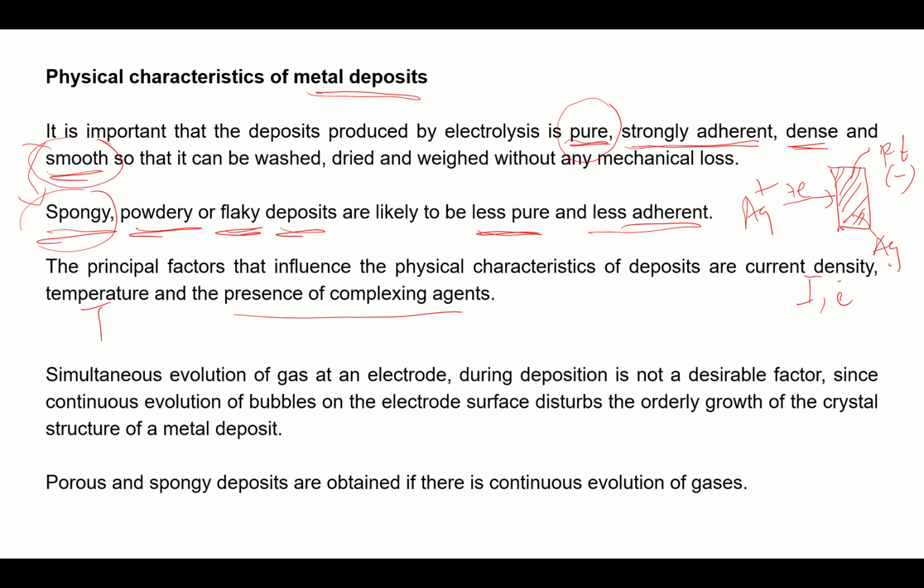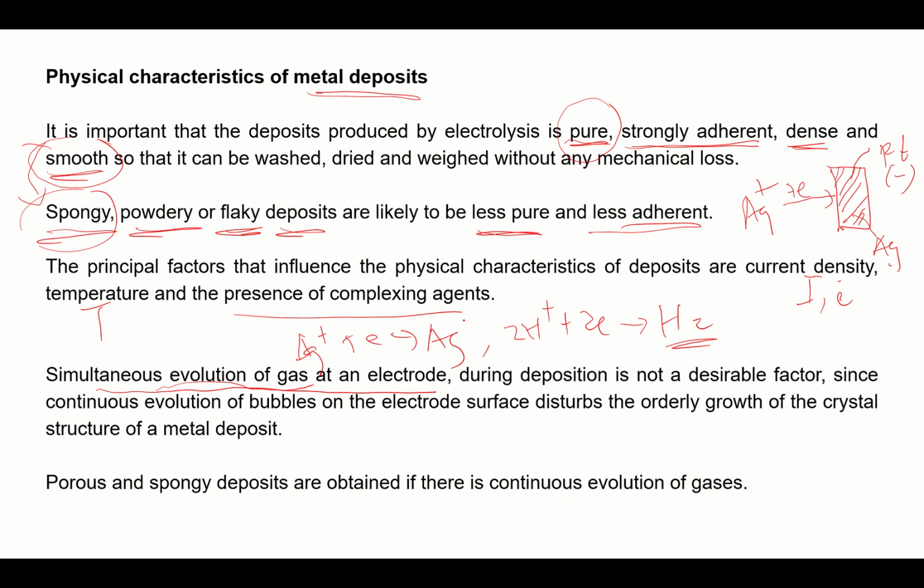Another factor is simultaneous evolution of gas at an electrode. For example, silver will reduce to silver metal, and at the same time there is a competing reaction with hydrogen. If you use acid as the electrolyte, there is simultaneous evolution of gas. Hydrogen gas also will be formed at the platinum. So there are competing reactions.